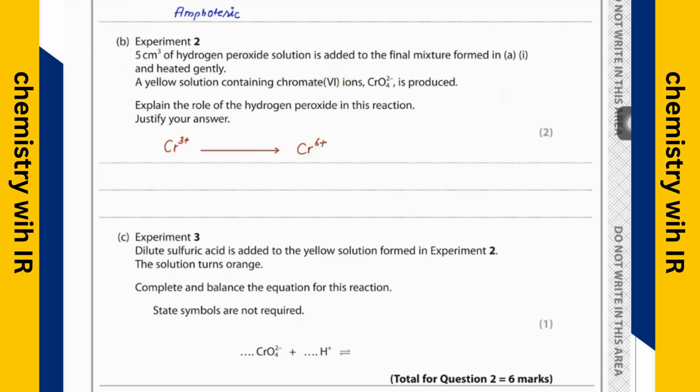Chromium 6 plus, plus 6, means that it has been oxidized. So who did this? Of course, hydrogen peroxide. Chromium is being oxidized because the oxidation number has increased. So H2O2 is an oxidizing agent. Simple.